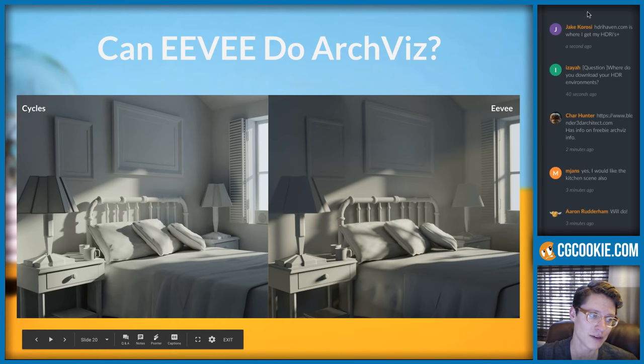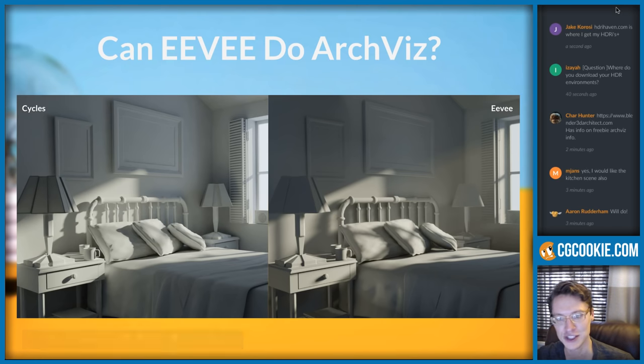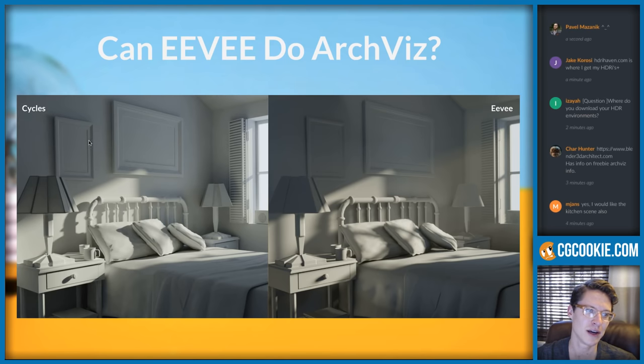Here we've got Pavel. He is arguably the class expert when it comes to Eevee. He's been really pushing that forward and helping a lot of people out, sharing things that I didn't know. On the left, he's been doing comparison renders, Cycles on the left, Eevee on the right. One of the best interior arch-viz renders I've seen from Eevee. So I was impressed with this, but I could still nitpick it fairly easily to point out what's not realistic about it.